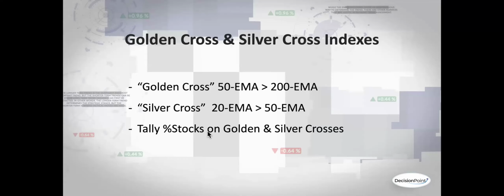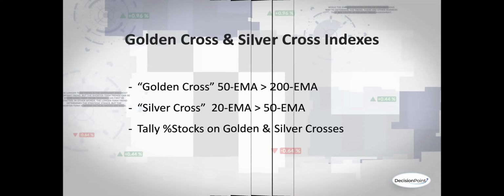And then what we do is we tally the percent of stocks on a golden and silver cross. So the golden cross index measures how many stocks have a 50-day moving average above the 200-day moving average. So that's your golden cross index. Your silver cross index is going to measure what percent of stocks have a 20-day EMA above the 50-day EMA. And as I said, if you have a stock with the 20-day EMA above the 50-day EMA, more than likely you're looking at a stock with a bullish bias. So that's why we want to track these with that silver and golden cross index.